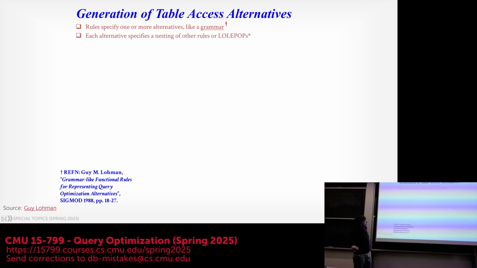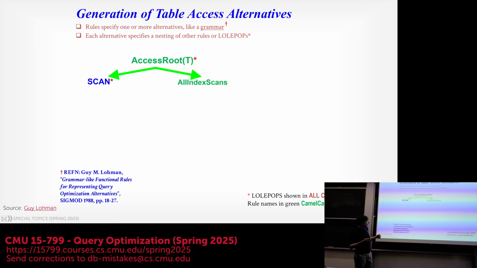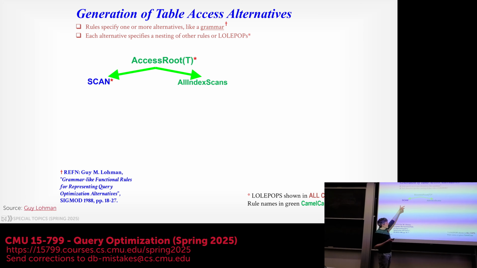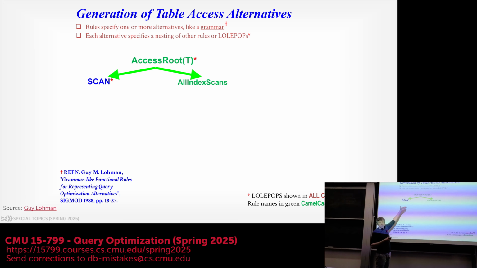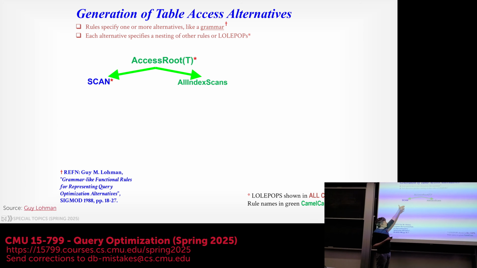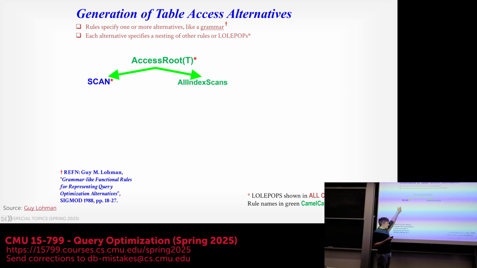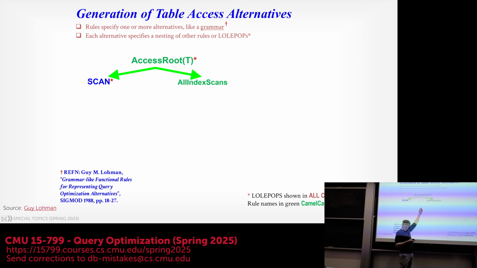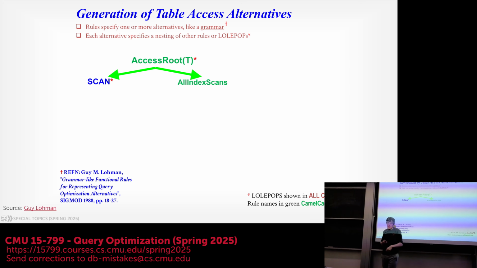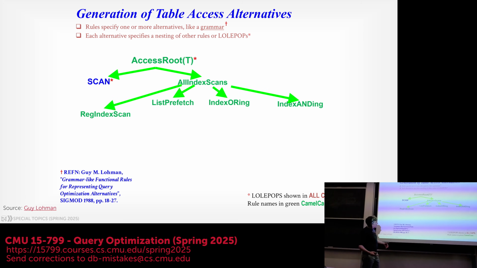All right, so again, the rules can specify a bunch of alternatives, like a grammar, and each alternative can specify a nesting of other rules or lollipops. So you would start at the very high level. The green is going to be the rule names, which again are going to be the stars, right? And you would say, okay, I have an access root on table T, and I can either rewrite that into a scan lollipop, or I rewrite that into another star that knows how to access that table, but against some index, right? And then this can get exploded further.